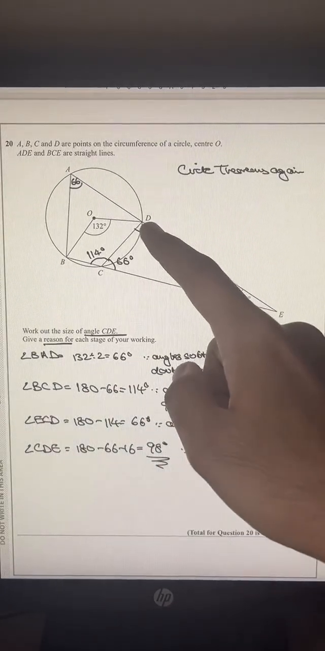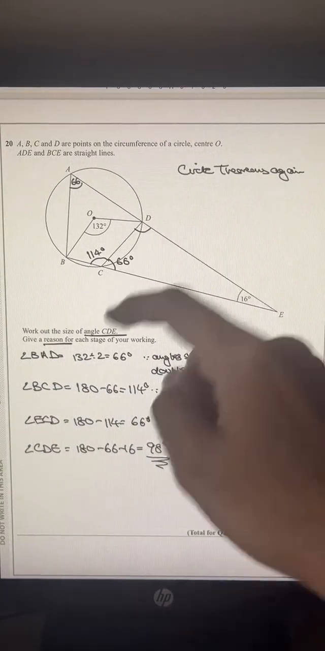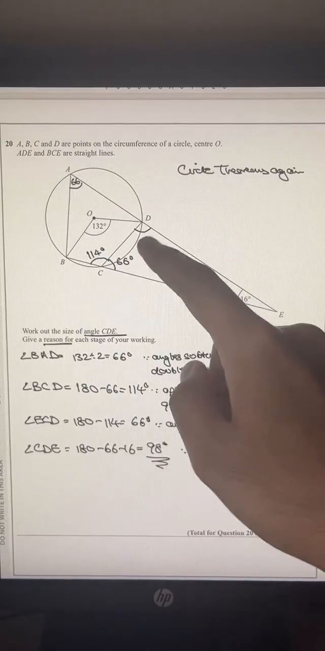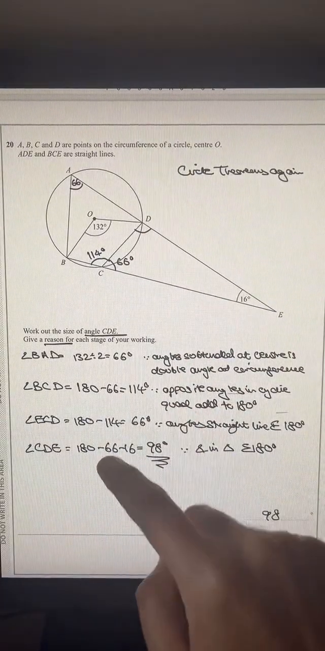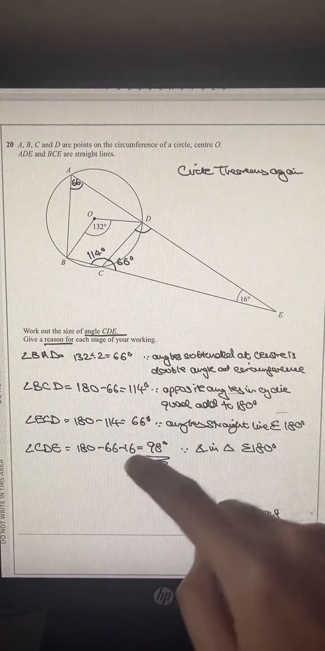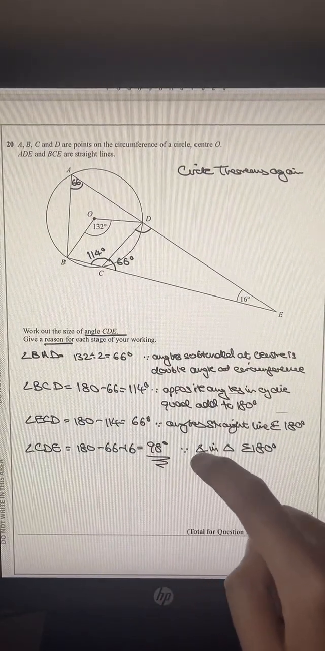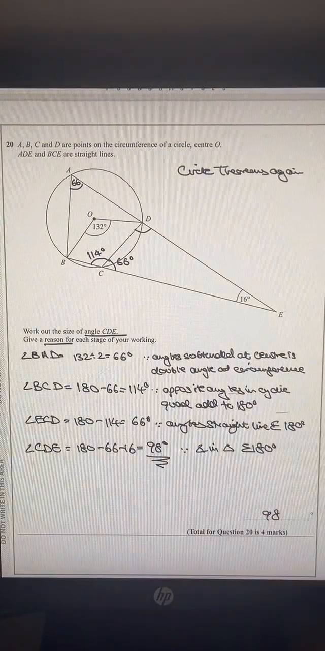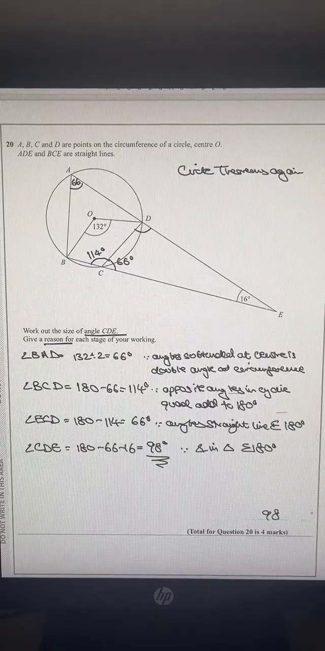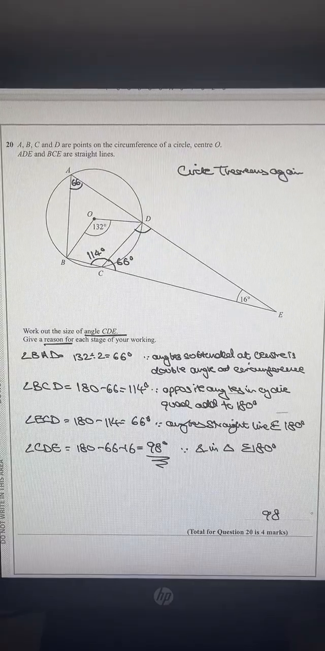Then all I need to do is figure out what CDE is, which is the goal of the question. So CDE is 180 minus 66 minus 16, which is equal to 98 degrees, because angles in a triangle add up to 180 degrees. I don't think this is likely to come up again, since it was the last question of your paper 1, which is why I'm just showing you my preparation material. But this is how you would do it to get full marks.